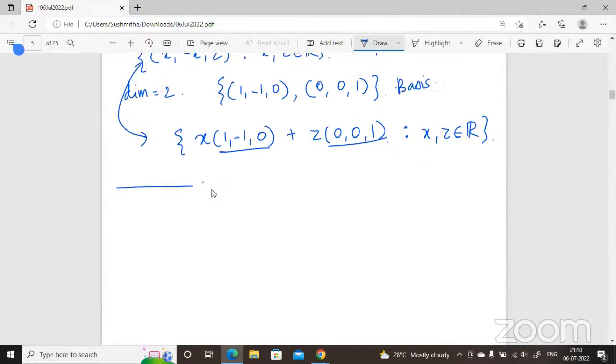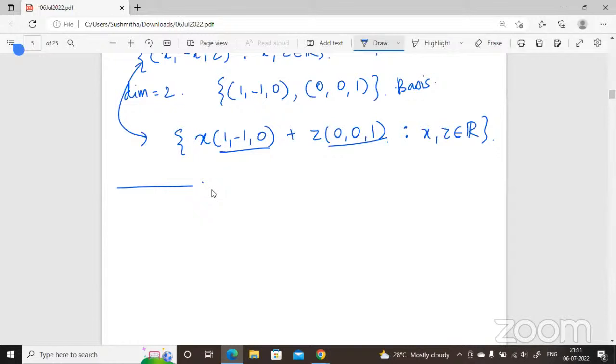Okay. So whenever we have a vector space, we can associate a number with it, and that number is the dimension of the vector space. And the dimension is nothing but the number of elements in any basis of the vector space. So all this we have seen.